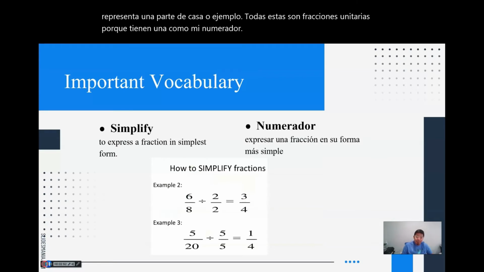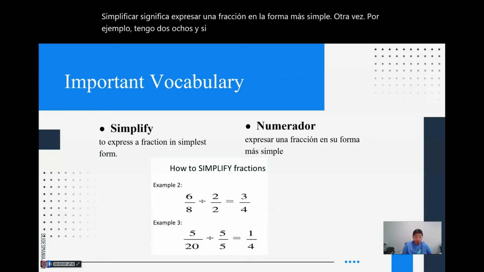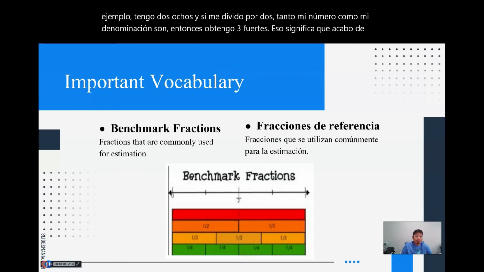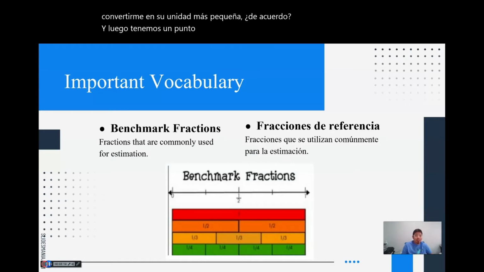Simplify means to express a fraction in simplest form, okay? For an example, I have 2/8, and if I divide both my numerator and my denominator by 2, then I get 1/4. That just means that I made it into its smallest unit, okay? And then we have benchmark fractions, fractions that are commonly used for estimation. For an example, 0, 1/4, half, 3/4, and 1, okay?